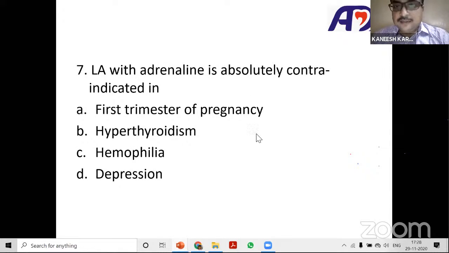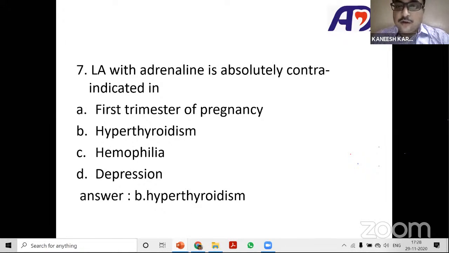LA with adrenaline is absolutely contraindicated in... This is a direct question. Yes, hyperthyroidism, because there is chance of thyrotoxicosis. Okay.